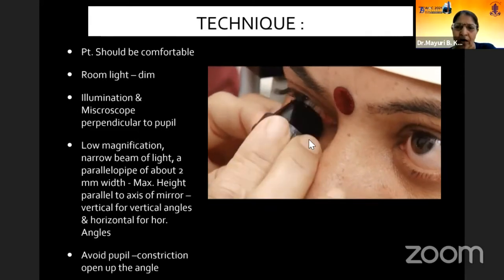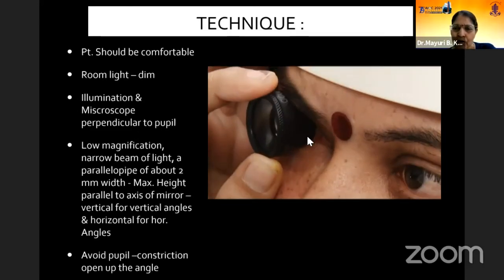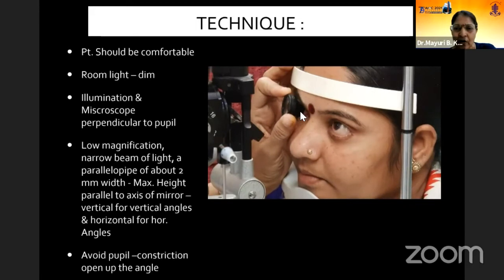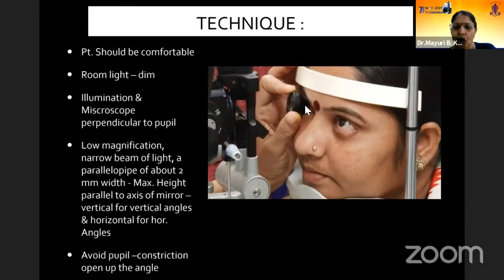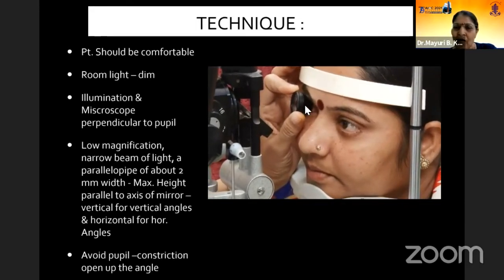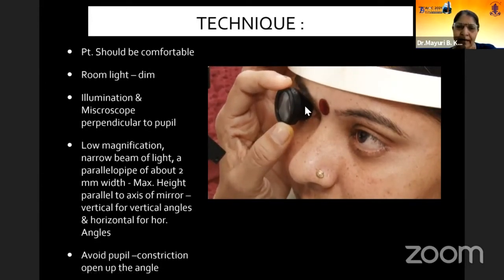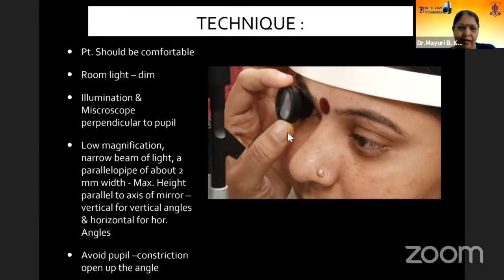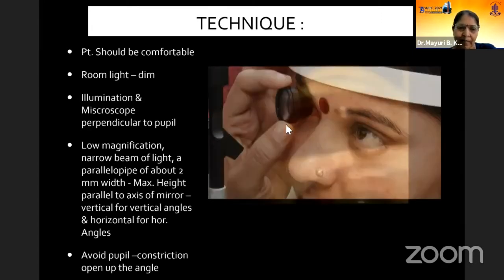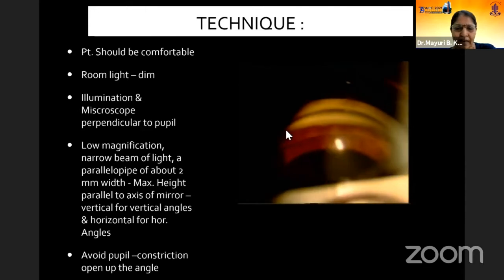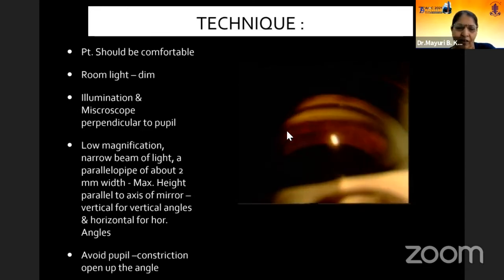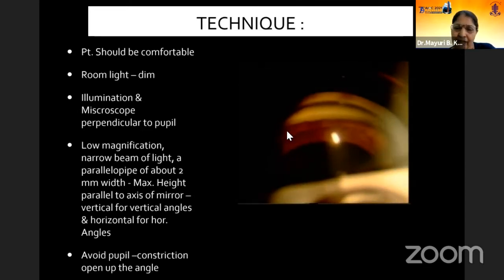Now pull the lower lid with your index finger, put the edge of the gonio lens on the lower edge, and then tap it on the cornea. Now ask the patient to look behind you at a distant object to avoid accommodation. When you start, use the maximum height parallel to the axis of the mirror, a vertical slit for the vertical angle and a horizontal slit for the horizontal angles.